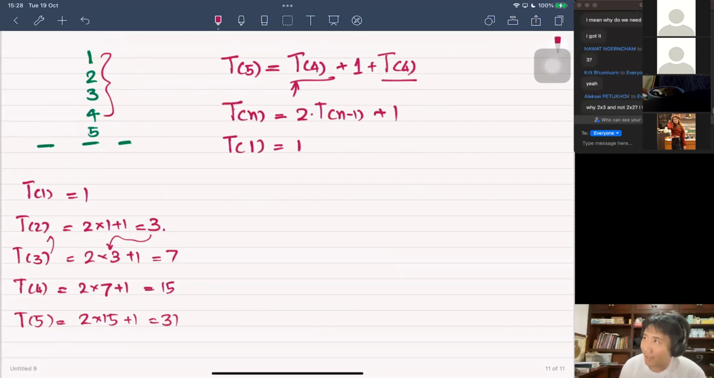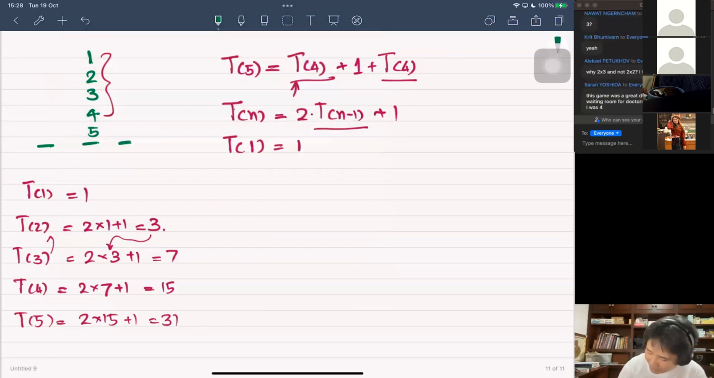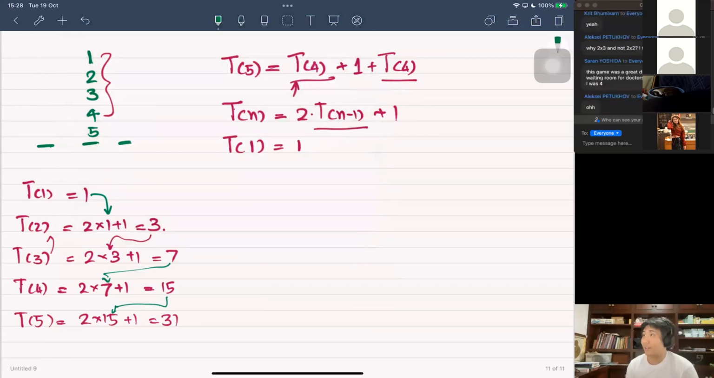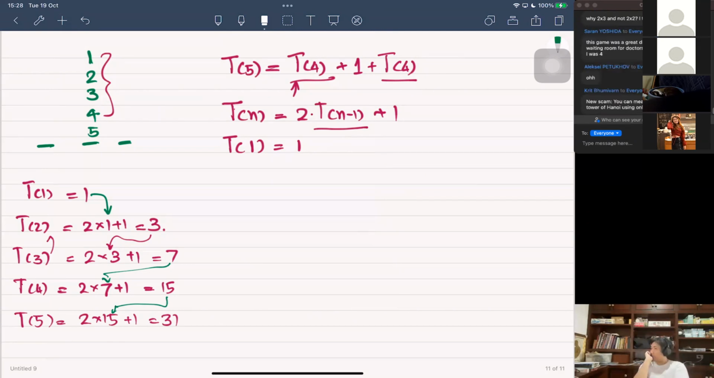It's not n minus 1, it's T of n minus 1. So let me draw all the connections, right? The 1 is here. 7 is here. 15 is here. This is how much you need to hire your friend, like 15. Everyone get it?